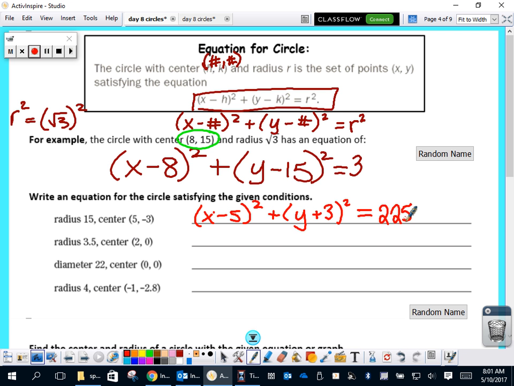So we'll do one more, and then we will release ourselves. So x plus 2 or minus 2? Y minus 0. We can just write as y squared equals 3.5 squared, which is, how do you do this? What's 3.5 squared? 12.25? Okay.